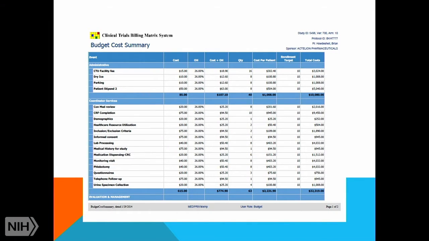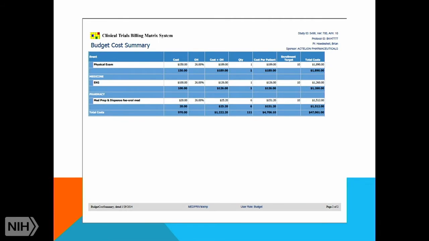This is another view of the same budget, only this time I created a budget where all of the services were singled out, and this particular one says there's going to be 10 patients. So all of the administrative costs, which is our facility fee, dry ice, parking, and stipend, are at the top, and it shows how many times it's going to occur during the study, and how many patients. So it gives you a grand total for more than one patient, whereas the other budget was just per one patient. So at the end of the day, we can say that this particular study is going to cost $47,061 with 26% overhead for 10 patients.